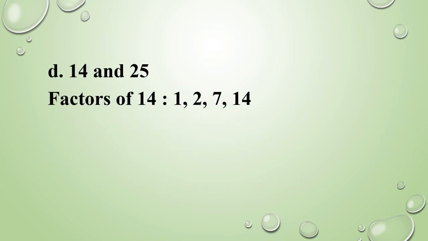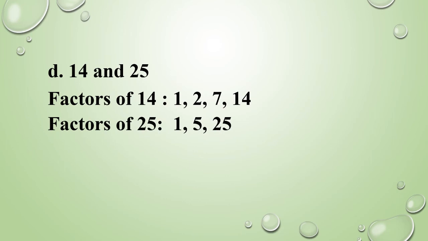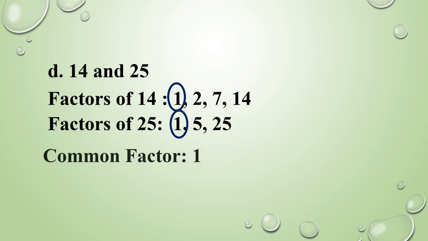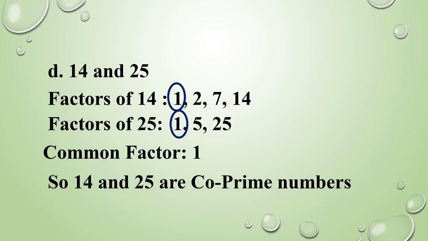Let's solve its D part. D part is 14 and 25. First find out the factors of 14. Factors of 14 are 1, 2, 7 and 14. Factors of 25 are 1, 5 and 25. So what is common in them? Just 1. So they just have one common factor. So we will say that 14 and 25 are co-prime numbers.